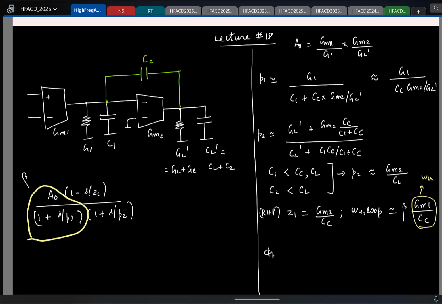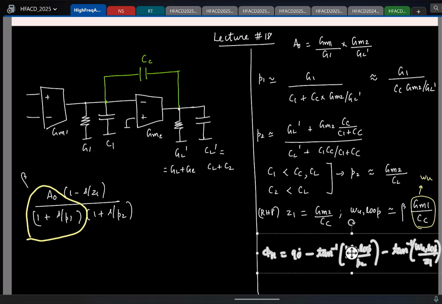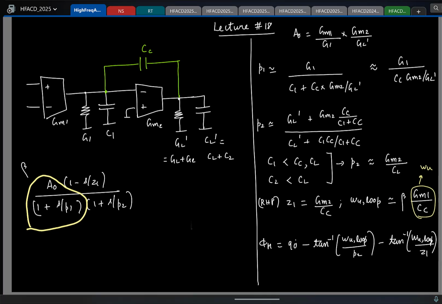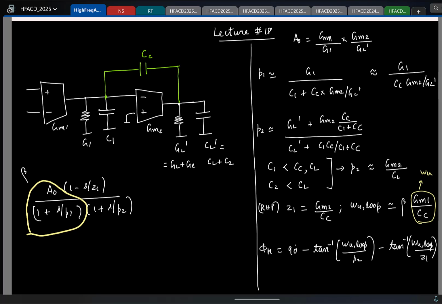And okay, we also computed phase margin. I'll write it directly. So it was 90 minus tan inverse of omega u loop by the second pole minus tan inverse of omega u loop by the 0, right? So at least from the phase margin expression, it is clear that if I have to have a good stable system, that is, if I were to have a large phase margin, what can you say about the high frequency pole and the 0 in comparison to unity loop gain frequency? They should be as far apart as possible compared to the unity loop gain frequency, right?